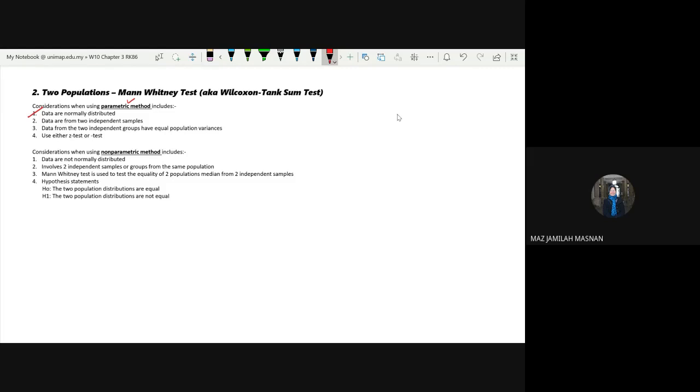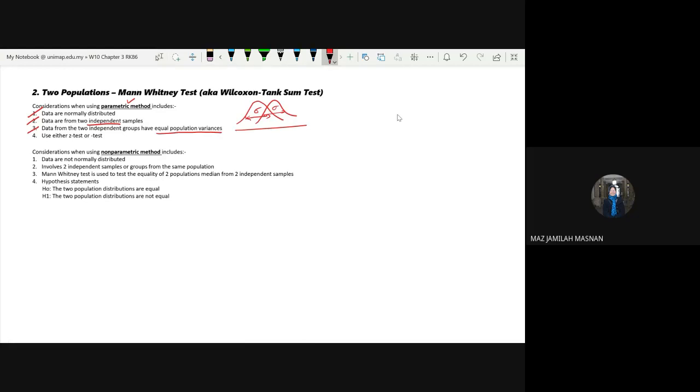If we are talking about two populations, data are from two independent samples. So it means that one sample will not affect the other sample. Okay, so they are independent. They will not be influenced by each other. Now, the third one would be data from the two independent groups have equal population variances, meaning that the distribution of the data is the same. Okay, so that's what we call the distribution.